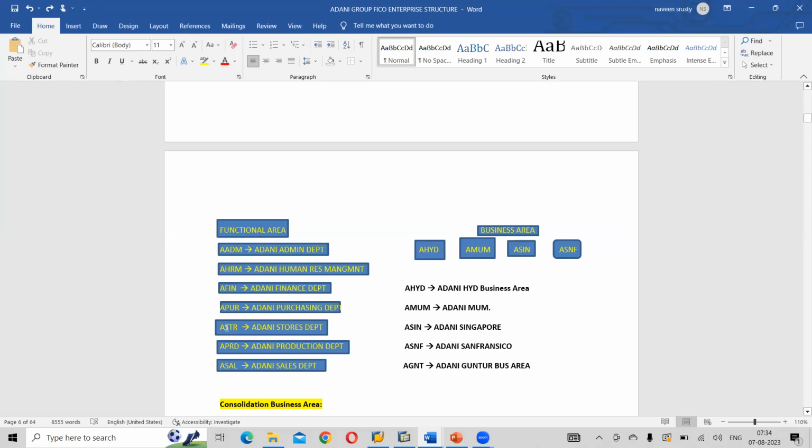Next one, write down production, APRD, Adani Production Department. And one more, write it down, which is not there, I'll add here. That is the Utilities Department or consumable stores. What do you mean by consumable stores? What is consumable stores?